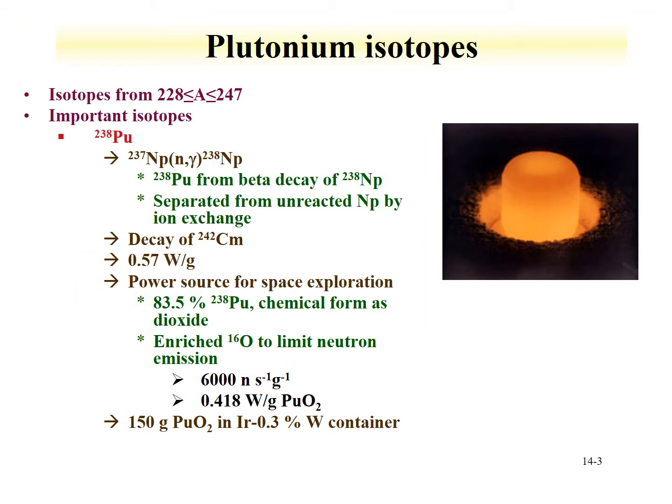We'll start off the lecture discussing the different isotopes of plutonium. There are isotopes of plutonium from as low as 228 to as high as 247. Some of the important isotopes include plutonium-238.